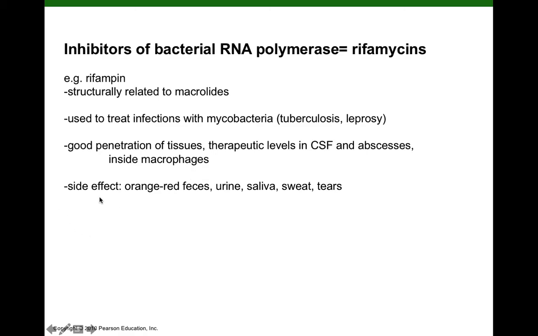One thing though you'd want to warn your patient and their family and friends is that the rifampin itself is this deep, deep, beautiful red color. So when you're giving it to your patient, they're going to have this orange-red feces, urine, saliva, sweat, and tears. And sometimes they might panic and think that they're bleeding, but it's not. It's just the pigment of the rifampin that's coloring their urine, saliva, feces, sweat, and tears red.